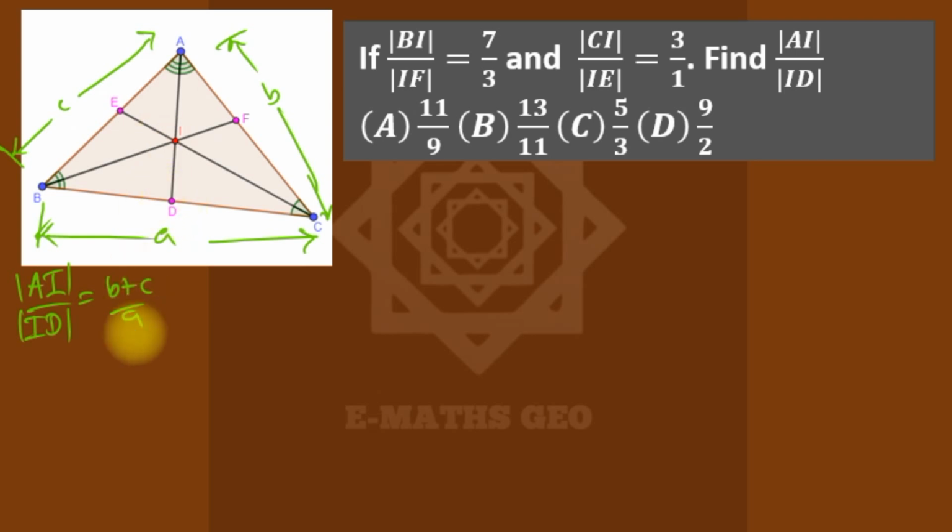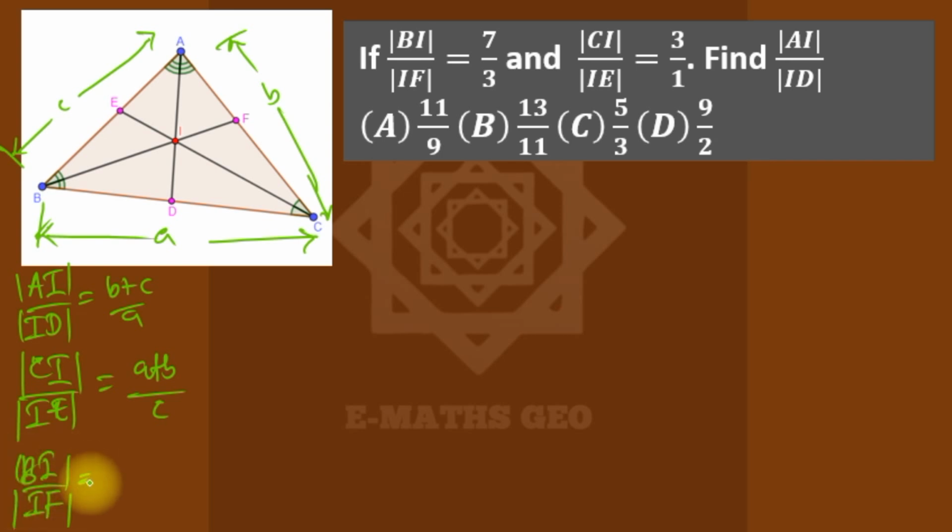that the other endpoints lie on. And also, CI over IE is now a plus b over c. Finally, BI over IF will now be a plus c over b.